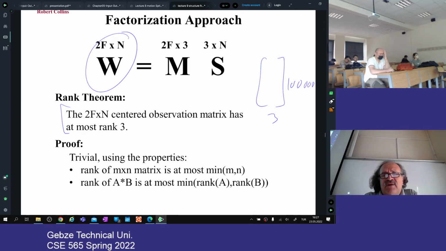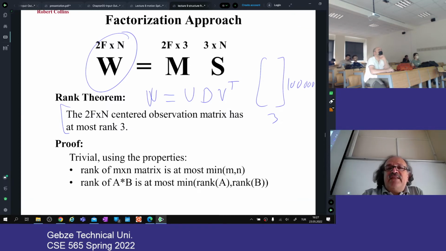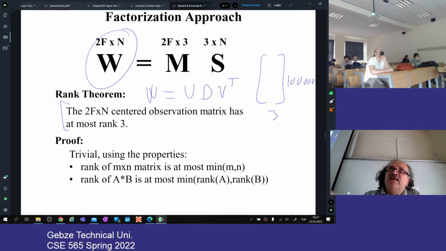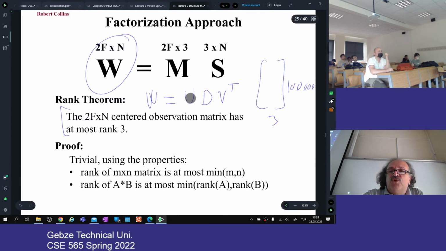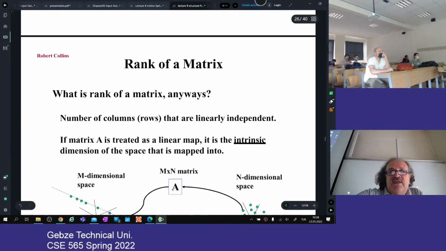So why is this good to know? Because we are going to do the singular value decomposition. We are going to say U D V transpose. Since we know that this has a rank of 3, D will have many diagonal elements, but only 3 diagonal elements will be non-zero. The rest of them will be zeros. If the rest of them are zeros, then I can ignore many parts of this U and many parts of this V. And that's going to give us a very nice factorization mechanism.